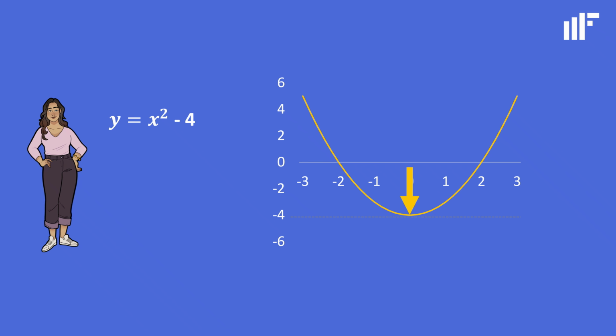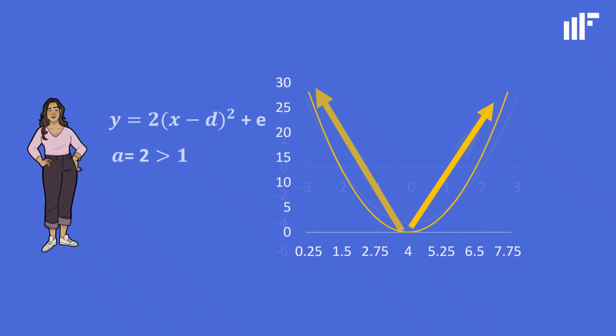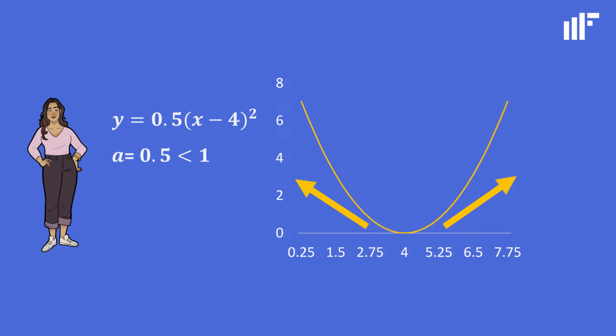Looking now at the compression or the stretching of a parabola. y equals 2(x minus d) squared plus e. The 2 is larger than 1, which means that the parabola is stretched. If the a, the number at the beginning of the formula, is less than 1, it means that it is compressed.